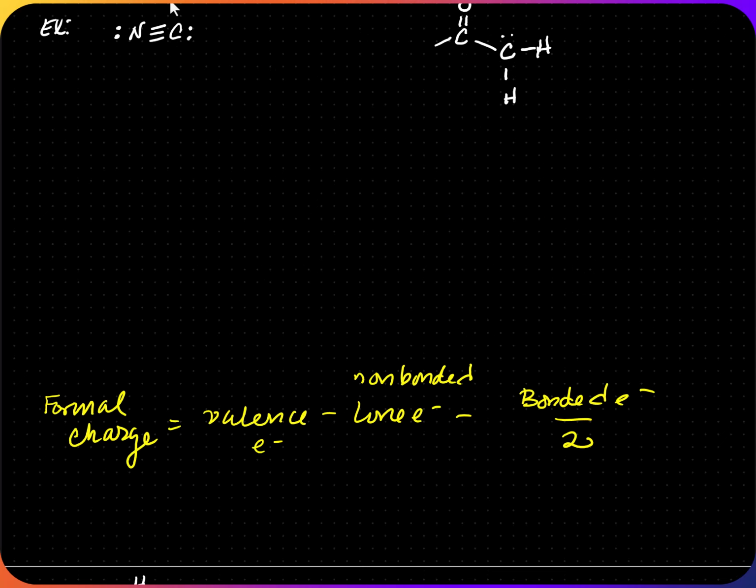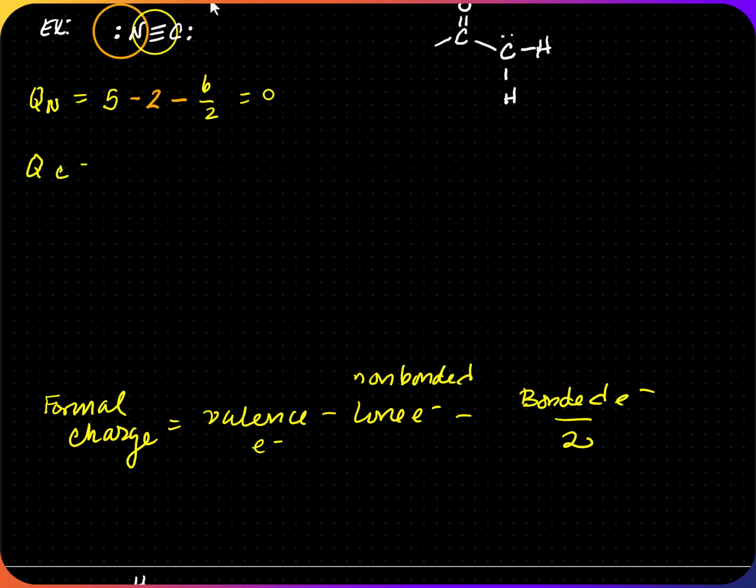So we're going to find the formal charge of both nitrogen and carbon. Nitrogen has 5 valence electrons. It has 2 lone electrons, or 2 non-bonded electrons, minus 3 bonds, so it has 6 electrons divided by 2. So if I do my math, the charge of nitrogen is 0.